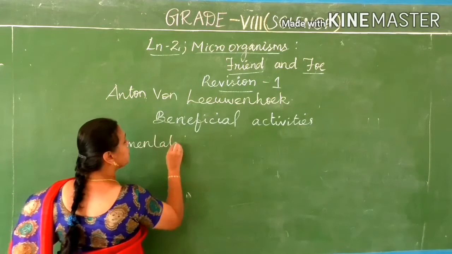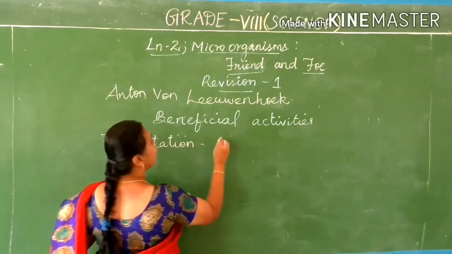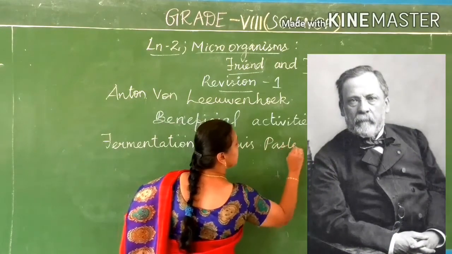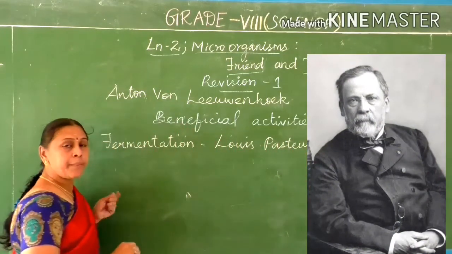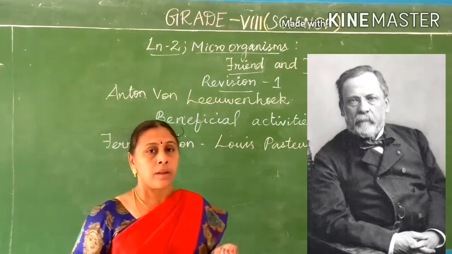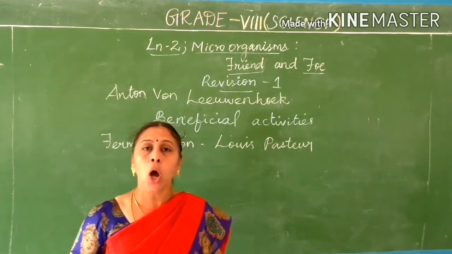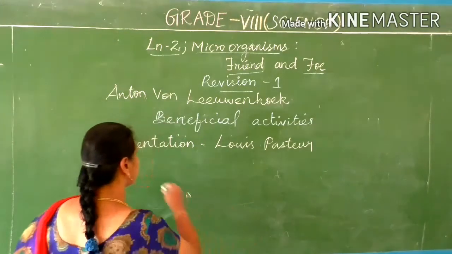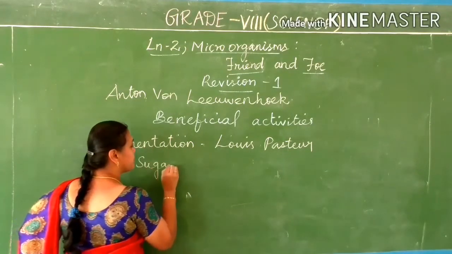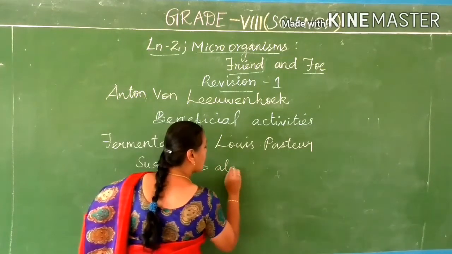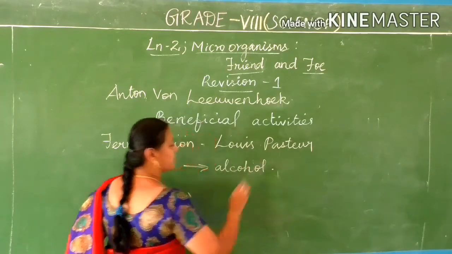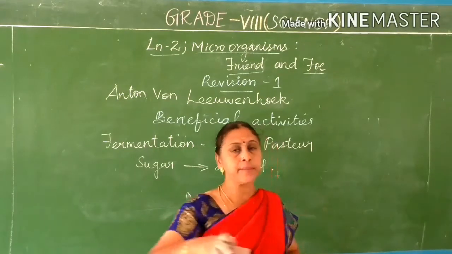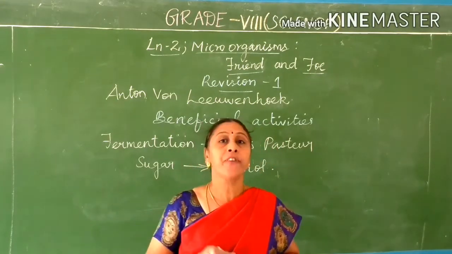This fermentation process was discovered by Louis Pasteur. Fermentation means nothing but the conversion of natural sugar into alcohol. Conversion of natural sugar present in food items into alcohol, that is called fermentation.